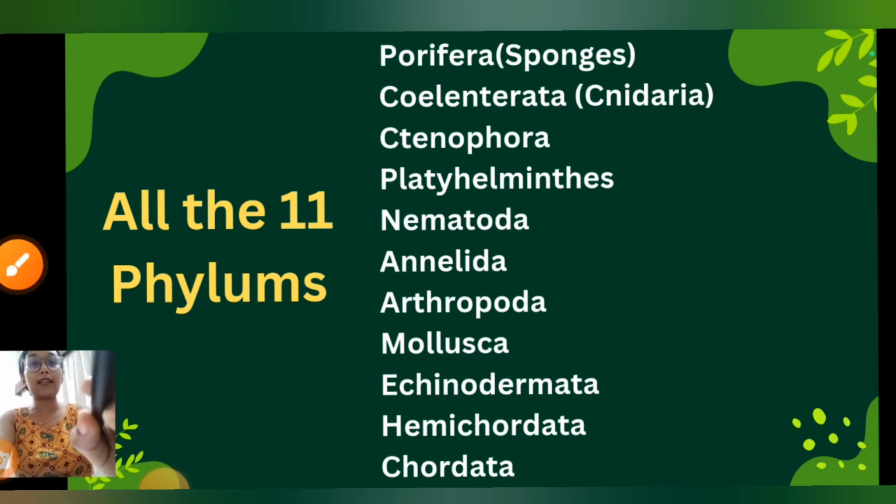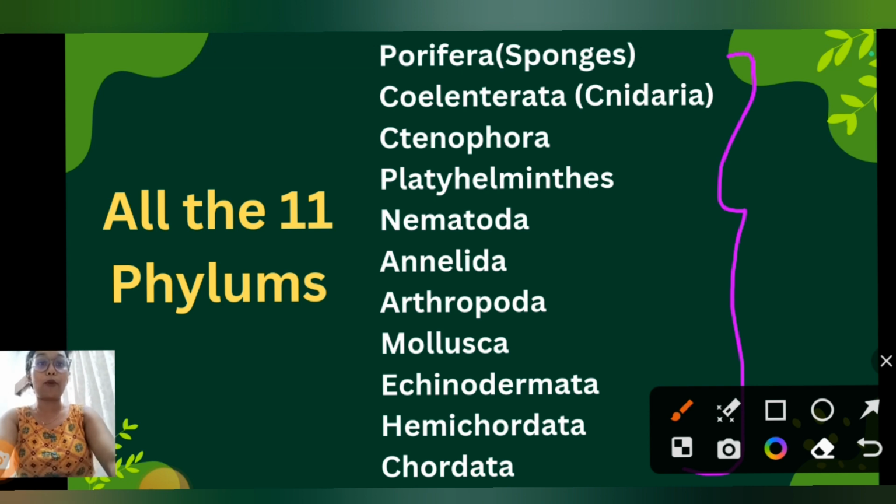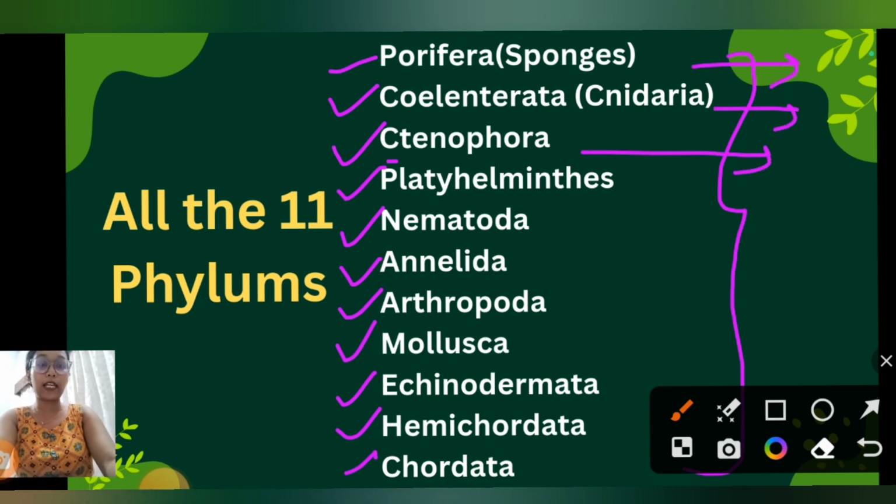So 11 phyla we are going to study, so you have to know their names properly. Starting from phylum number 1, that is Porifera, Coelenterata the second one, the third one is Ctenophora, C is silent here. Then Platyhelminthes, then Nematoda, then Annelida, then Arthropoda, then Mollusca, then Echinodermata, then Hemichordata, then Chordata. One by one I will be making videos for each of them, all the 11 phyla. Details, characteristics, features we are going to study one by one.